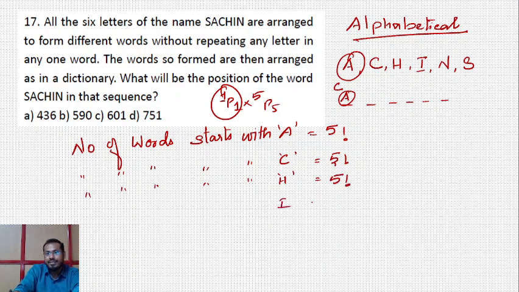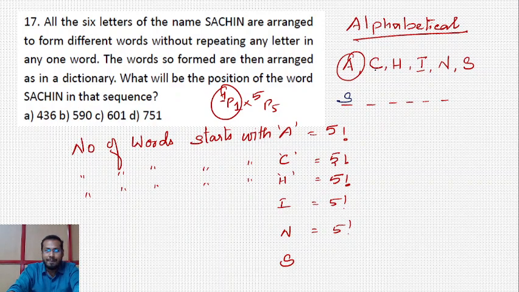Then I. First letter I, that is 5 factorial. Then N. First letter should be N. So it will be 5 factorial. Now, the words that start with S. Look at this. Starts with S. So if the word starts with S, I write S here. Wait, I change the color. Look at this. Now I'm going to start with S.